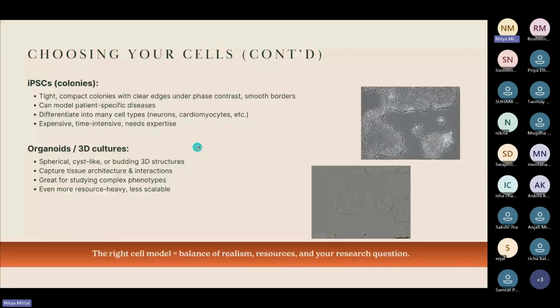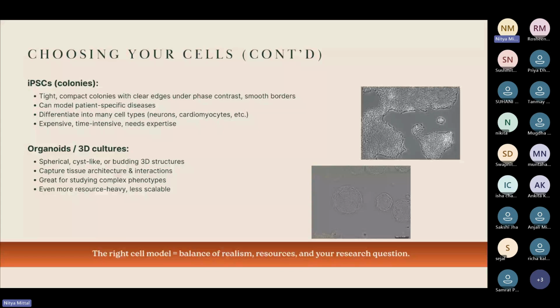If I wanted to do something that was highly disease relevant, I would go with iPSCs. But like we studied in the previous concept, the three-way trade-off, you can't have everything. And hence iPSC is expensive, it is more time intensive, and it requires a certain kind of expertise to culture. iPSCs grow mostly in tight, compact colonies. And you can see in this image that they have mostly clear edges and smooth borders.